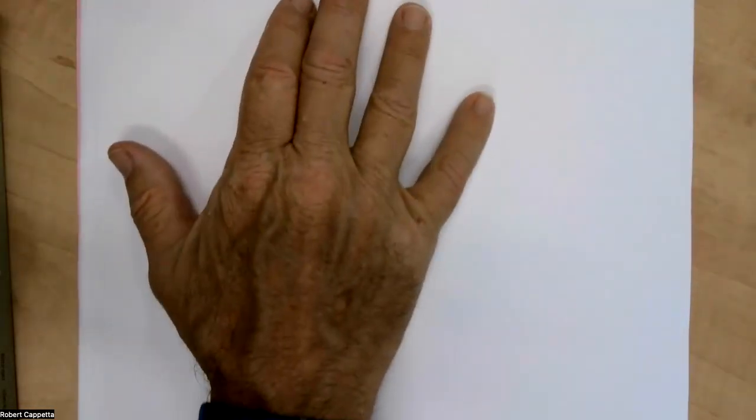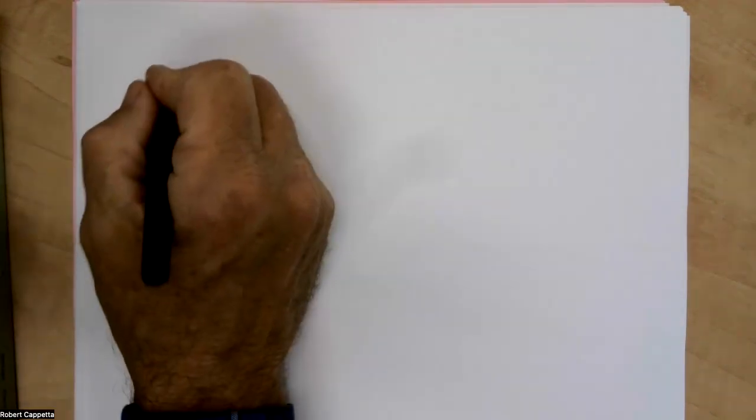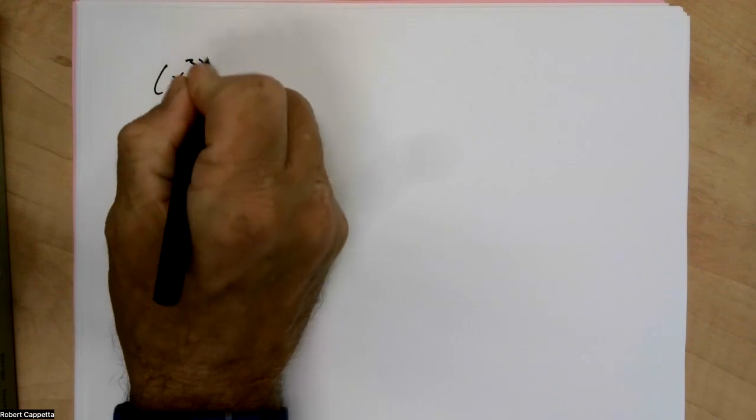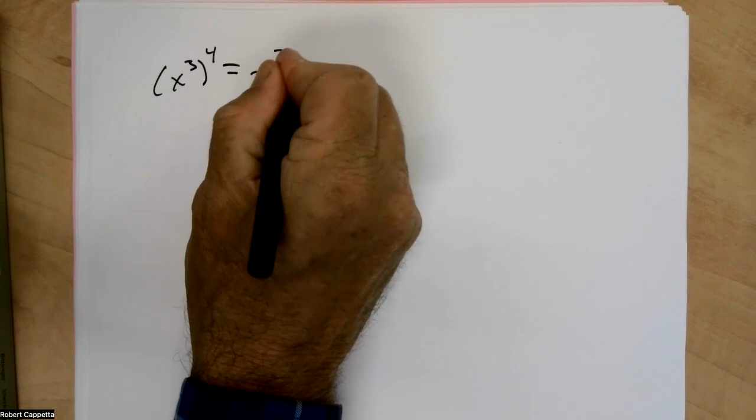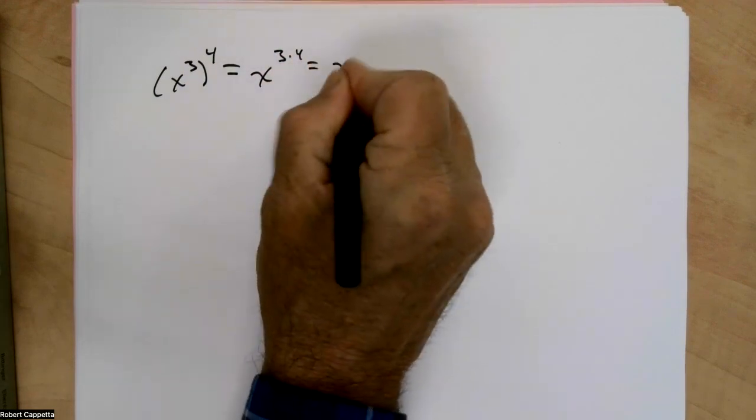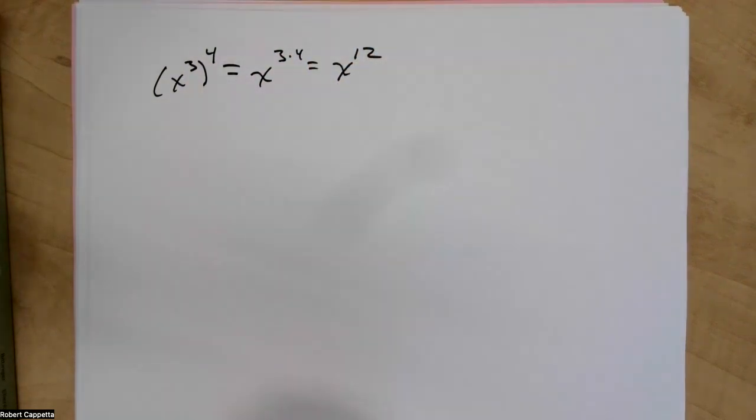So relatively simple ones. If I have x to the third to the fourth power, in your mind, you see x to the third times x to the third times x to the third times x to the third. Write all that out, we see x to the 12th. But using our rule, that's x to the 3 times 4, which is x to the 12th.